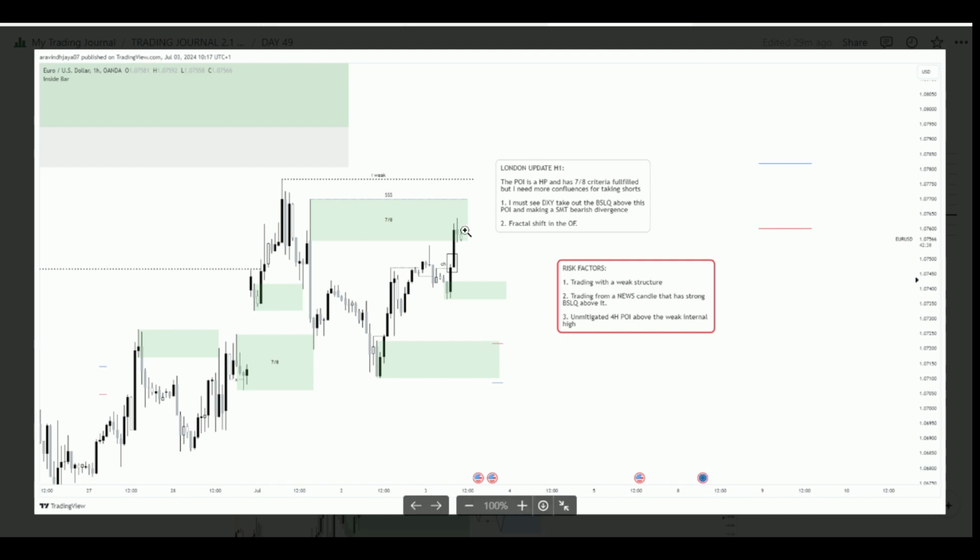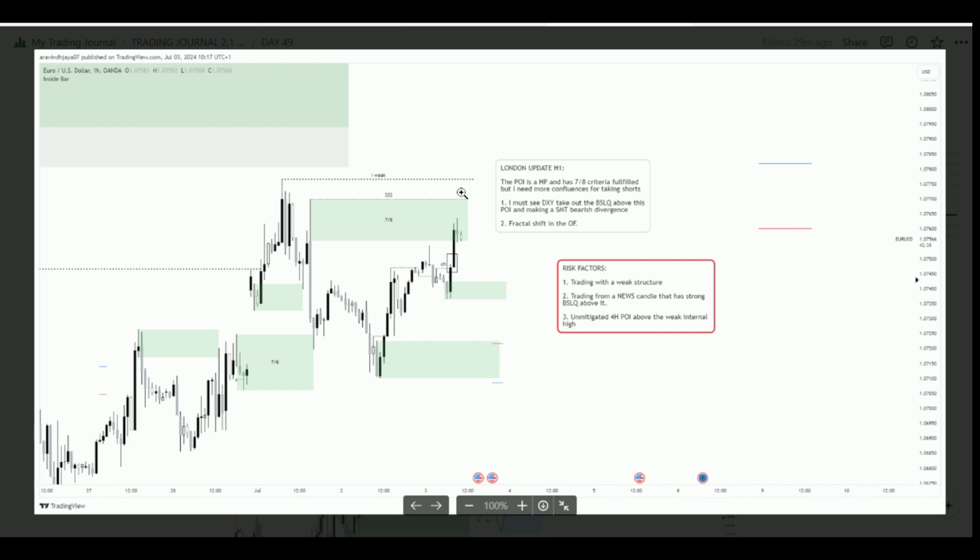So this is the London update in H1. The POI is high probability, with 7 out of 8 criteria fulfilled, but I need more confidence for taking shots. I must see DXY take out the buy side liquidity above this POI, S&P divergence, and a fractal shift in order flow.